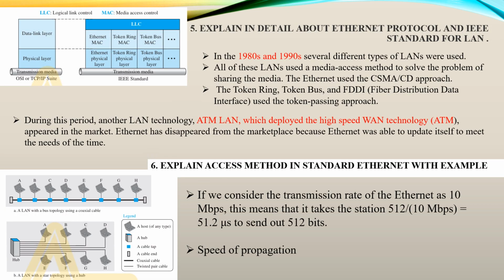Moving on to the next question. Explain in detail the Ethernet protocol and IEEE standard for LAN. So here, what is Ethernet LAN? We have studied different networks: LAN, WAN, MAN, internetworking. During the early years, like 1970 to 1980, different kinds of LANs were used, and we also used CSMA/CD, CSMA/CA, Aloha to ensure that there is no collision problem when different LANs are being used. And there were token ring, token bus, FDDI, all these approaches that have been followed.